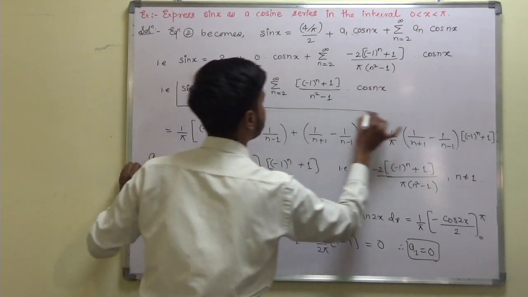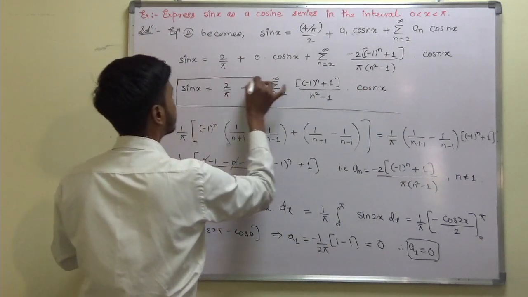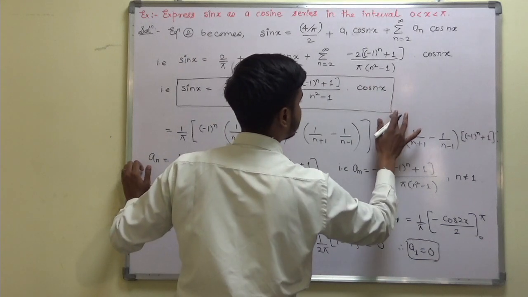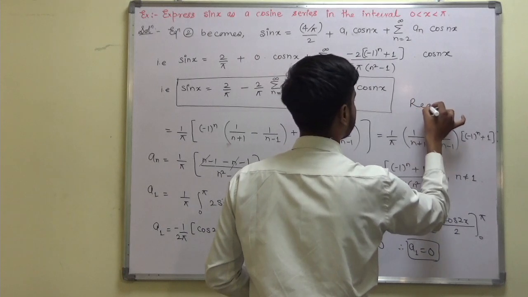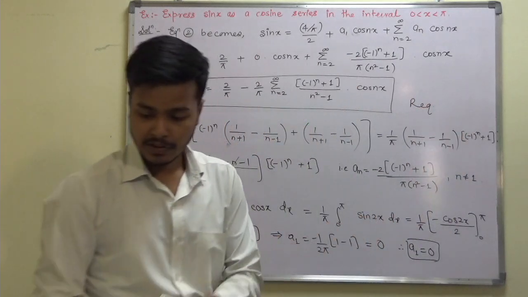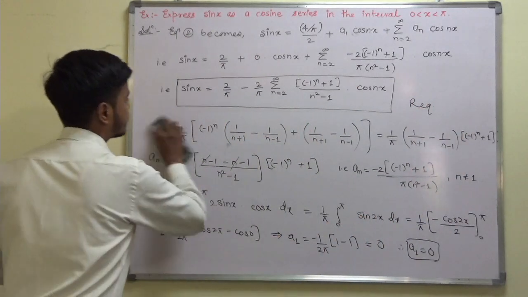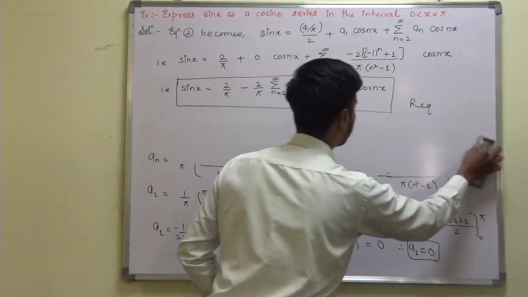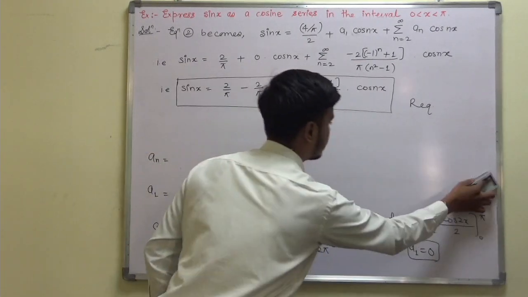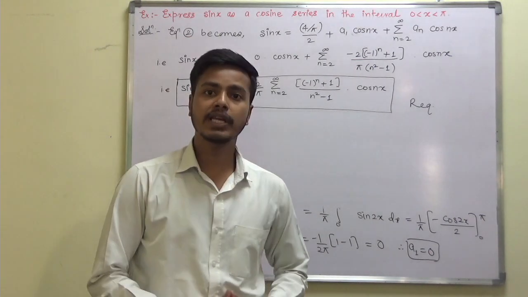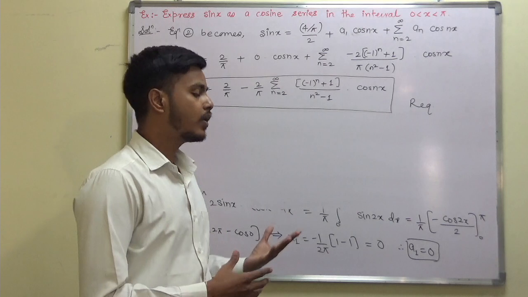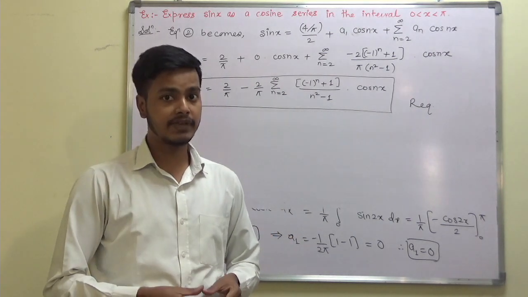And this is the required Fourier series for sine x in terms of cosine. Okay, so just go through this problem once more, and if you have any doubt, you can ask. We can discuss your doubts in the live lectures as well.